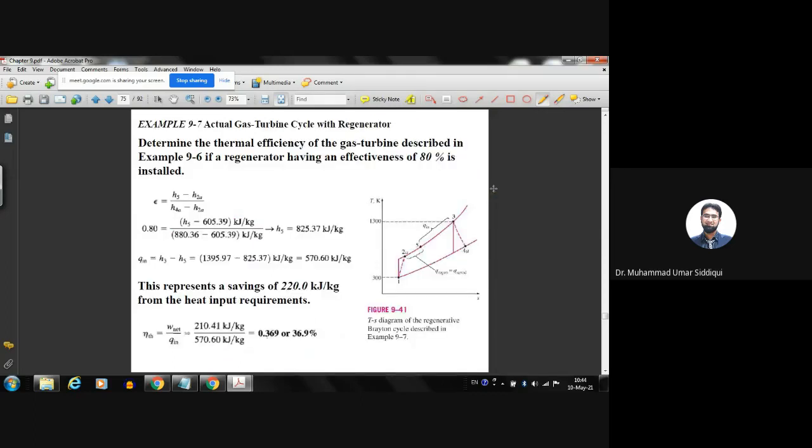So let's see this involvement in the actual gas turbine cycle in the case of the regenerator. Okay, so we have the effectiveness of the regenerator, using the formula from the previous problem. We know what is H2A, we know what is H4A, we can determine what is H5. Once we know H5, we can determine Q in once again. Previously Q in was H3 minus H2A, but now it will be H3 minus H5.